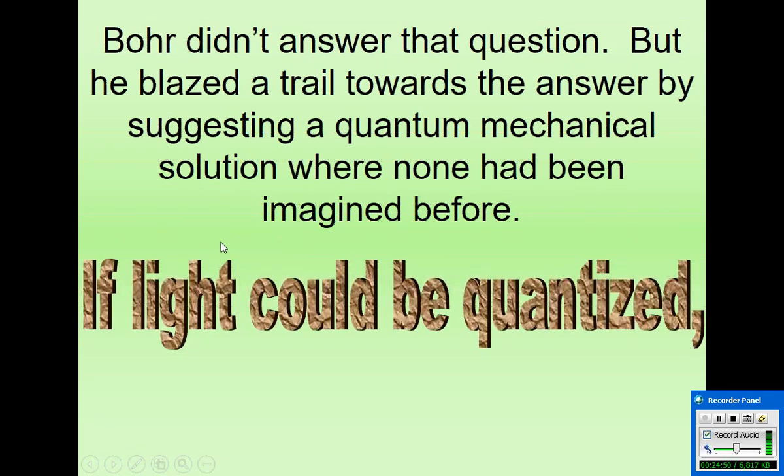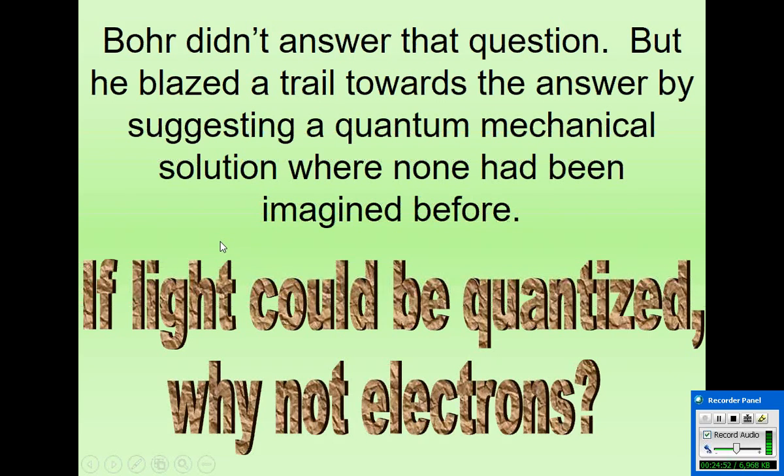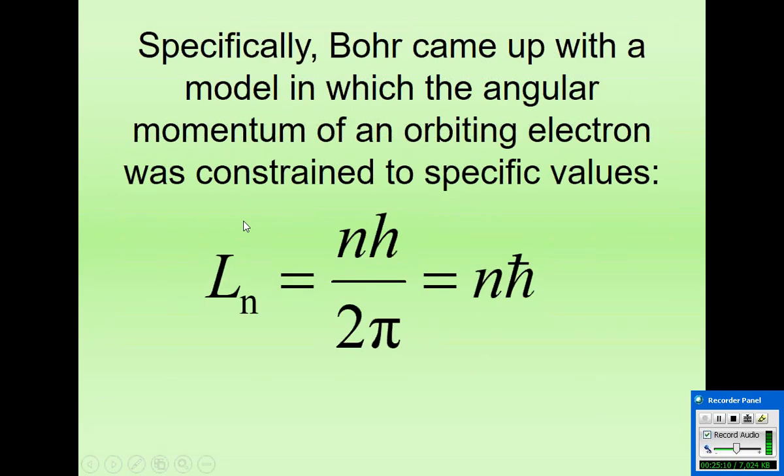So if light could be quantized, why not electrons? And this sounds like a tautology because electrons are already particles. They are already coming in these quantized, discrete particles. How can you quantize what's already quantized? And Bohr said, I'm not going to quantize these particles. Nature's already done that for me. But there are certain dynamic properties that the particle can have, and I'm going to assume that these dynamic properties are quantized.